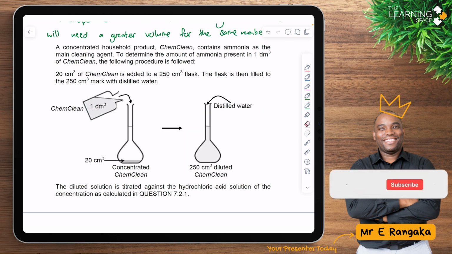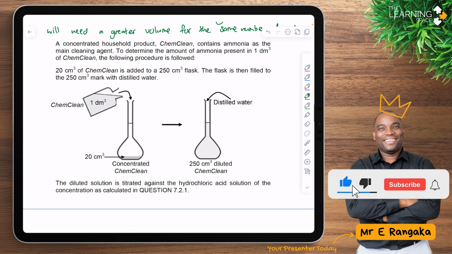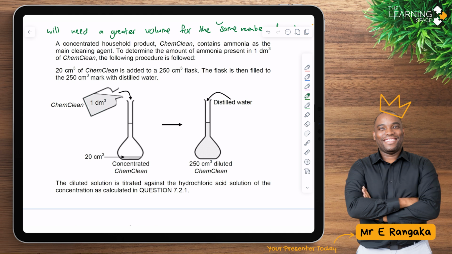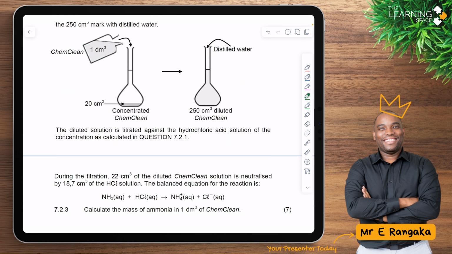Awesome. All right, the next part of the video will then say, a concentrated household product, ChemClean, contains ammonia as its main cleaning agent. To determine the amount of ammonia present in 1 decimeter cubed of ChemClean, the following procedure is then followed. 20 cubic centimeters of ChemClean is added to a 250 cubic centimeter flask. The flask is then filled to the 250 cubic centimeter mark with distilled water. So we can see that they show us exactly what happens in that scenario. The diluted solution is then titrated against the hydrochloric acid solution from the concentration as calculated in question 7.2.1.